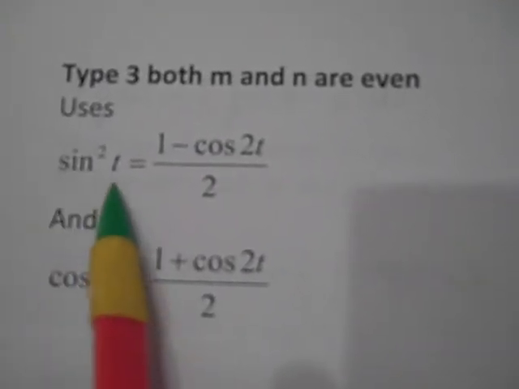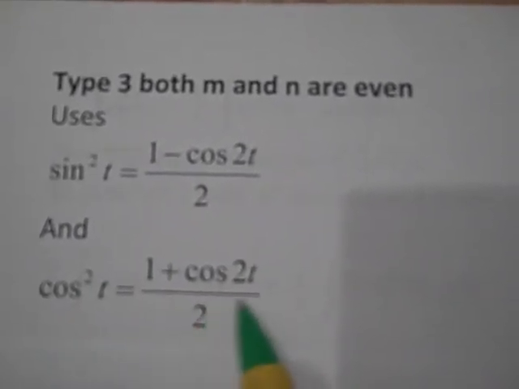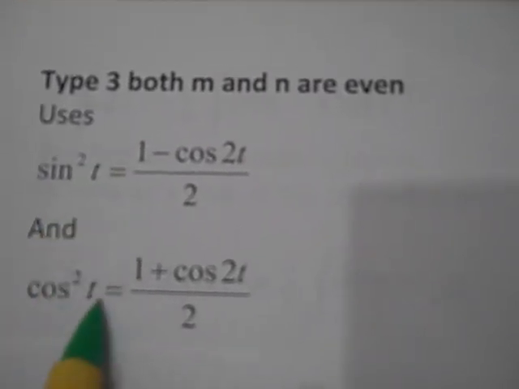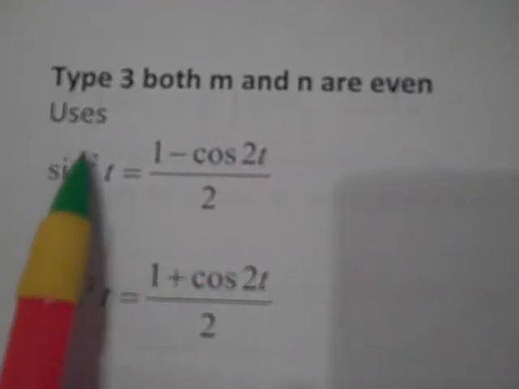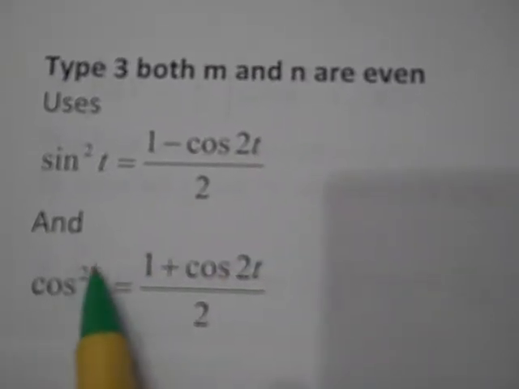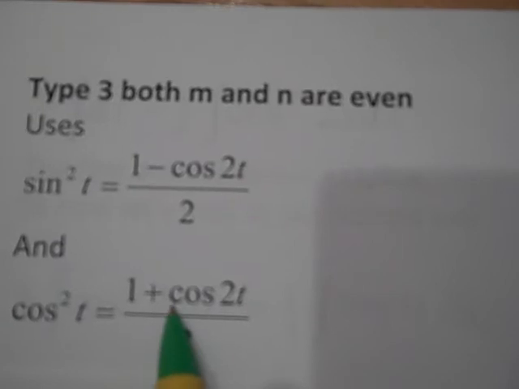We're going to use sine squared t is 1 minus cosine 2t over 2, and cosine squared t is 1 plus cosine 2t over 2. Let me just give you an admonition that I always give my face-to-face students. In using each of these identities, I prefer not to use a letter here. I prefer to say it in words like the following. The sine squared of an angle is equal to 1 minus the cosine of twice the angle over 2. And the cosine squared of an angle is equal to 1 plus the cosine of twice the angle over 2.